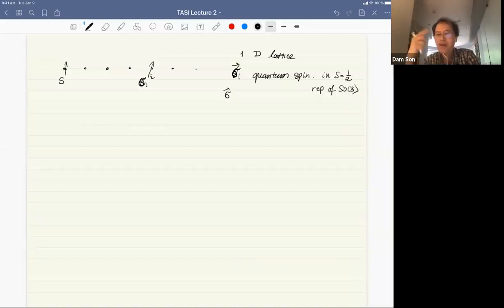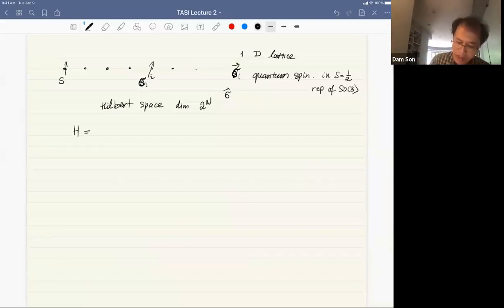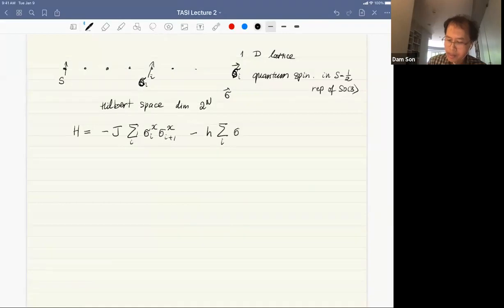So each spin can be in the spin up and spin down position, but since it's a quantum spin, there is a Hilbert space of dimension 2 to the n. So on each site of the lattice, we can have either up or down spin. It's a quantum system defined with the following Hamiltonian. The Hamiltonian I'm going to write down is the sum over i of sigma_i^x sigma_{i+1}^x, and minus h sum over i of sigma_i^z.